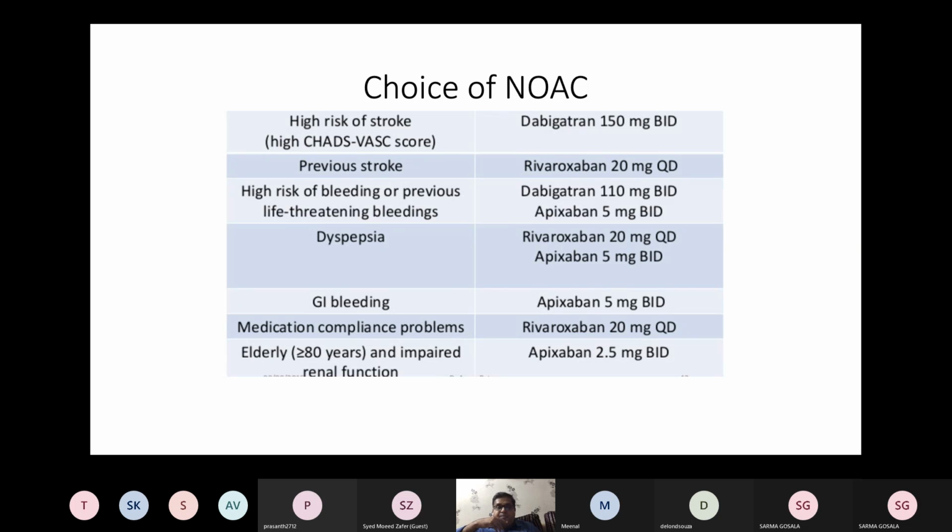So rivaroxaban and apixaban are much safer. For GI bleeding, apixaban. For medication compliance problems, rivaroxaban is single daily dosing, so that becomes much easier to use. Edoxaban is still unavailable, so rivaroxaban is much easier to use and freely available. In elderly patients with impaired renal function, apixaban 2.5 BD is preferable.